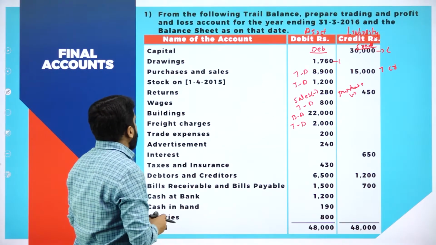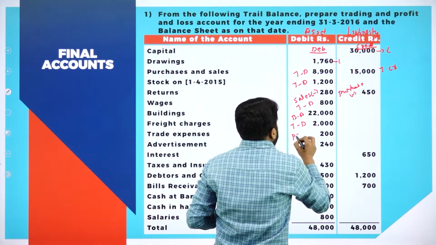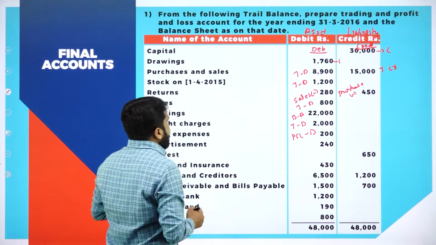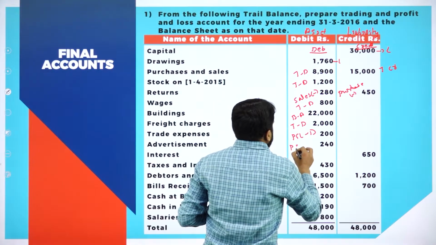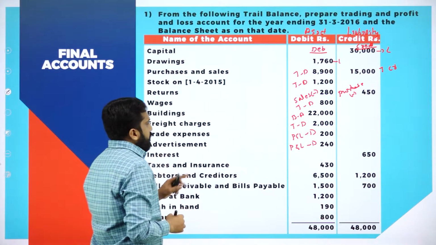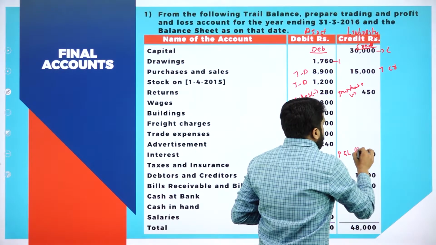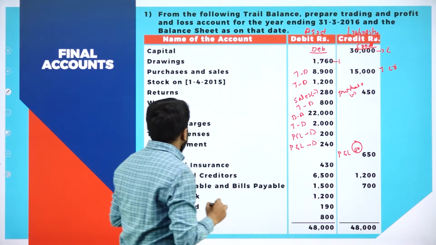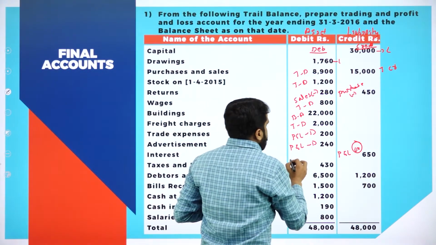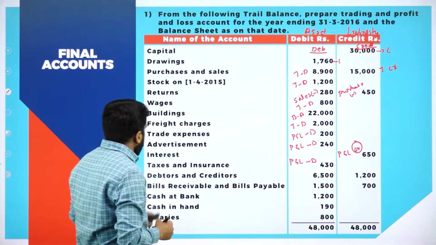Now, next, your trade expenses, profit and loss account, debit side. Advertisement, profit and loss account, debit side. Interest, if it is credit side, profit and loss account, credit side. Next, tax and insurance, debit side. So, profit and loss account, debit side.